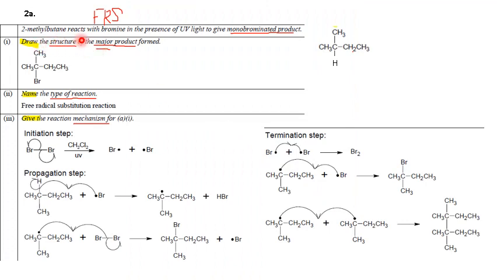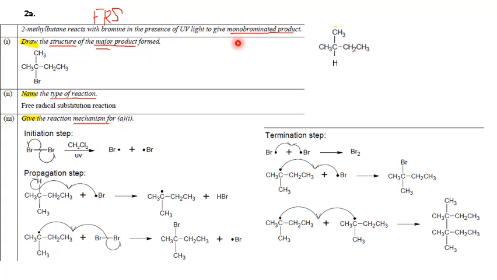2-methylbutane reacts with bromine in the presence of UV light to give a monobrominated product. So you must know how to draw 2-methylbutane. This is the structure of 2-methylbutane. Draw the structure of the major product formed.